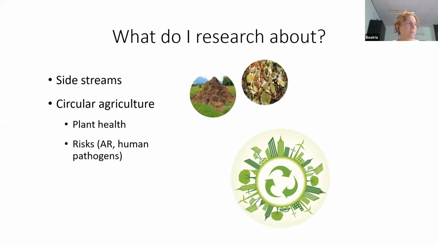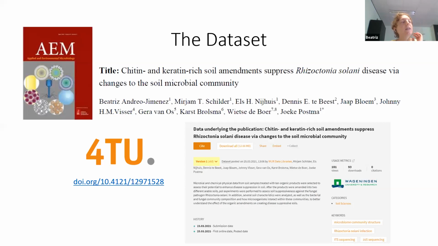or human pathogens. And the data set that I share in the 4TU database is related to this publication, about chitin and keratin soil amendments and their effect on the suppression of a pathogen, Rhizoctonia solani. You can see in the screenshot here how it looks on the 4TU webpage, and it's very easy to learn a bit about the content of the data set and to download. It's quite straightforward. If you are curious, just go there. This is the DOI number. And as Marta said, it's very easy to access.